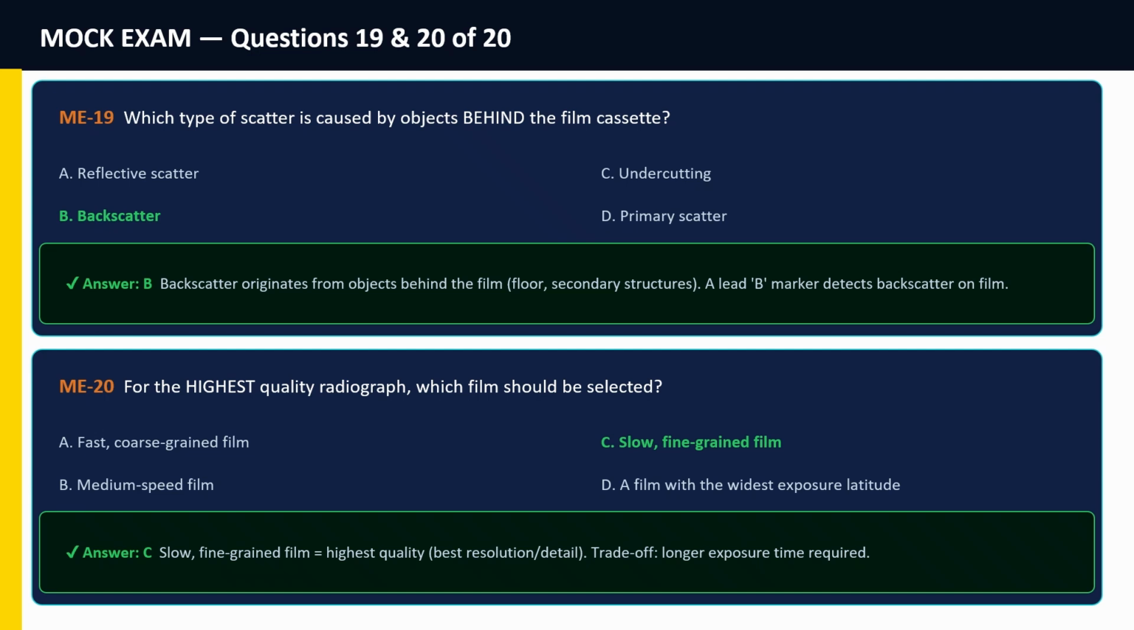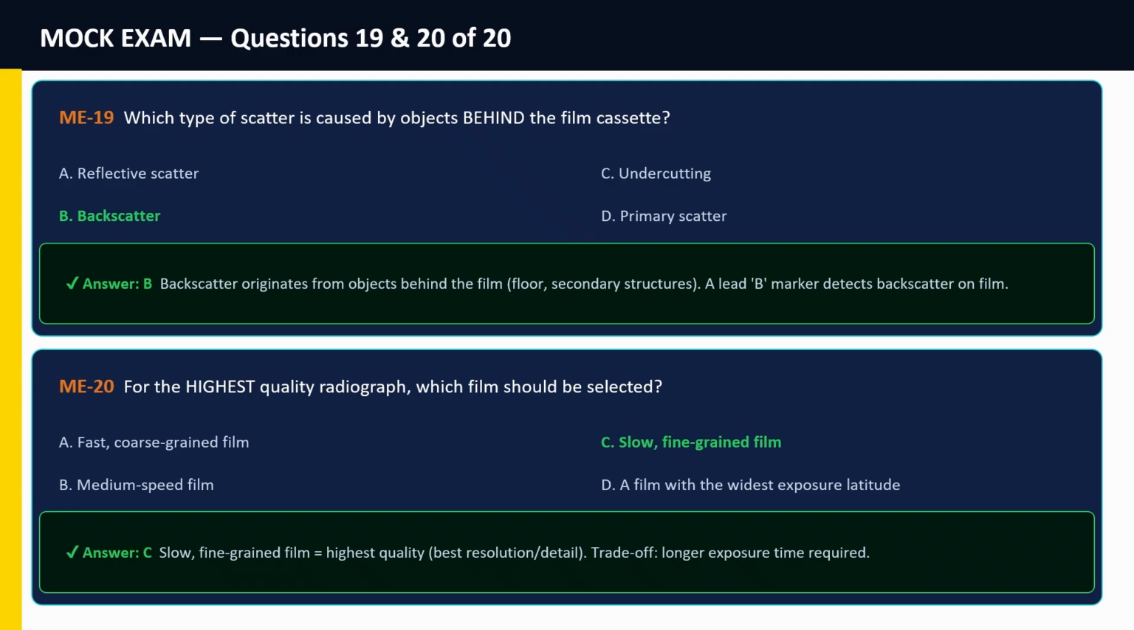The presentation identifies slow, fine-grained film. The reason is that fine-grained film provides better detail and resolution, although the trade-off is longer exposure time. This is an important general engineering principle. Performance improvements often involve trade-offs.